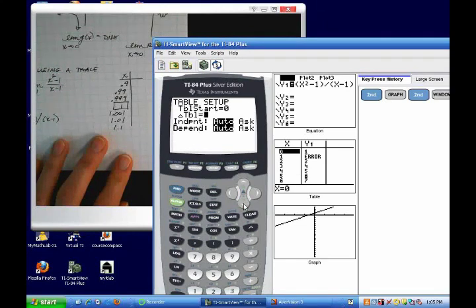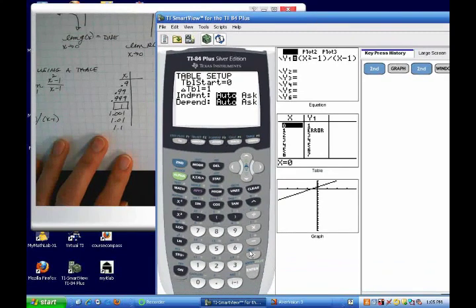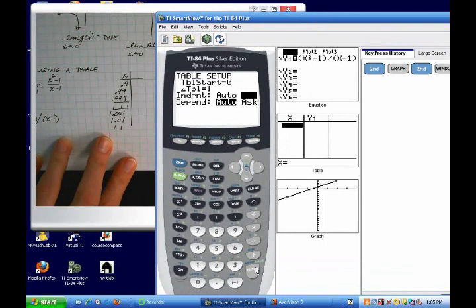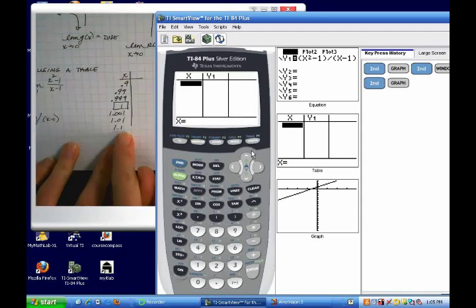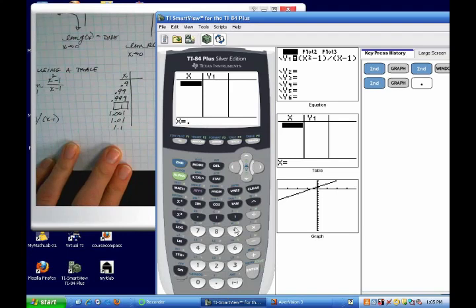If I come down to the independent variable, which is x, I move it to ask and hit enter, so that I've selected ask. That'll give me the choice to put the x values into the table myself. So you move your cursor over to ask, hit enter, and then go back to your table, and it's waiting for you to put the numbers in. It's giving you control of the x values you put in the table. The first x value I want is 0.9, and I hit enter, and it will calculate it for me.